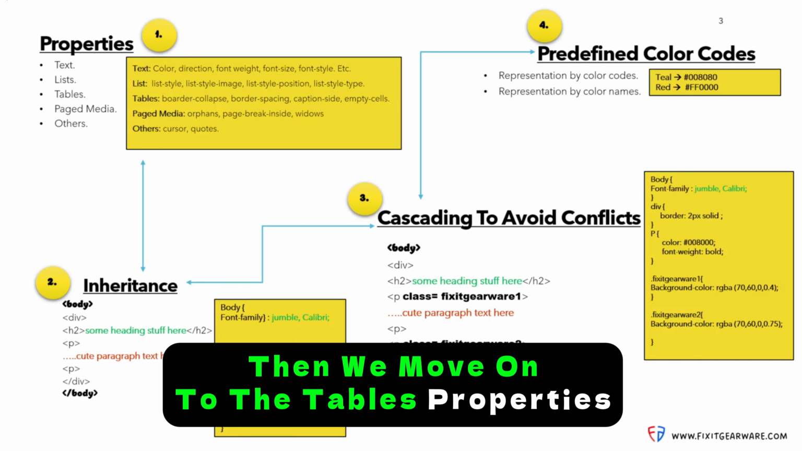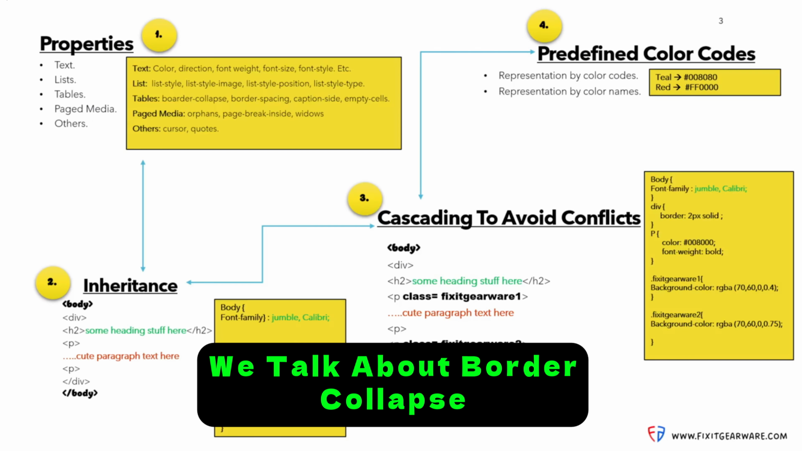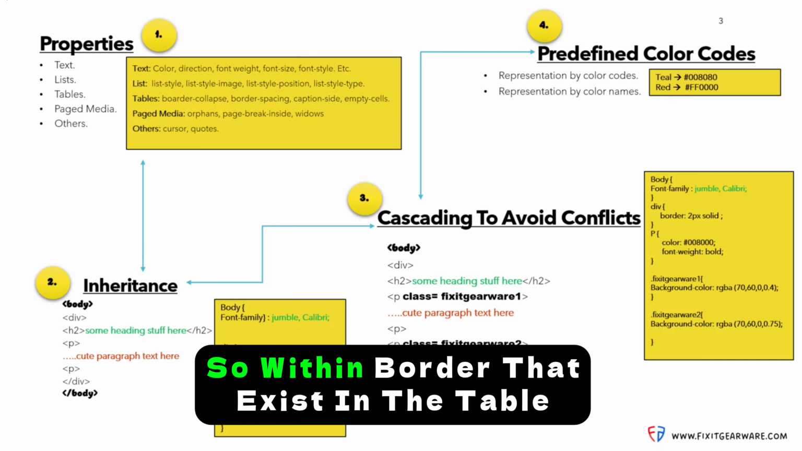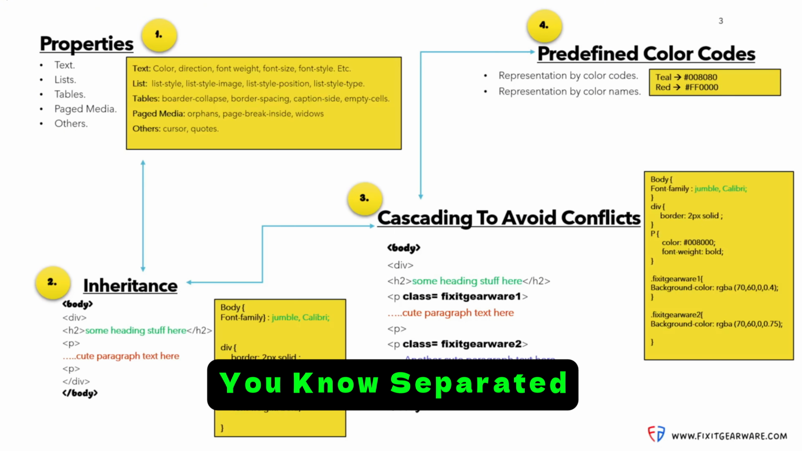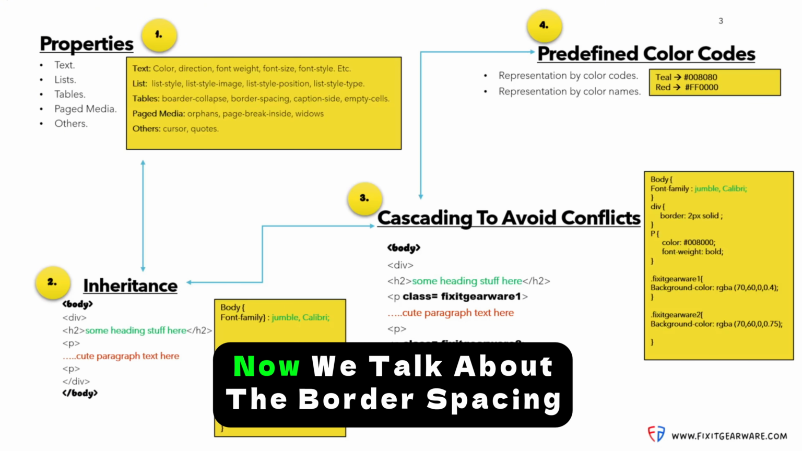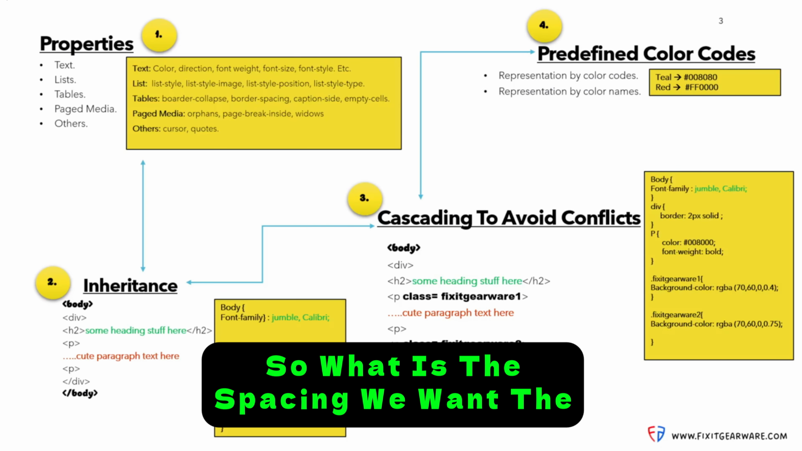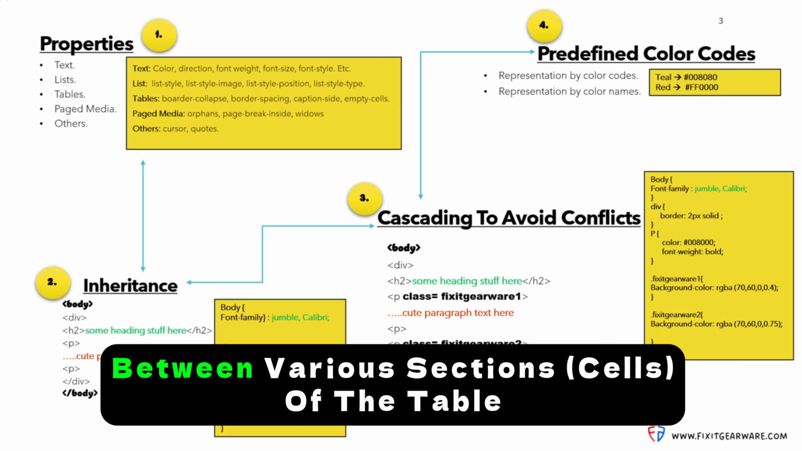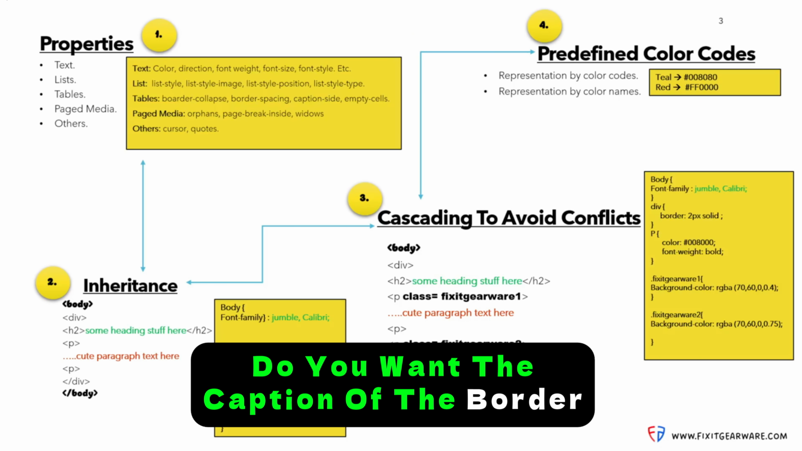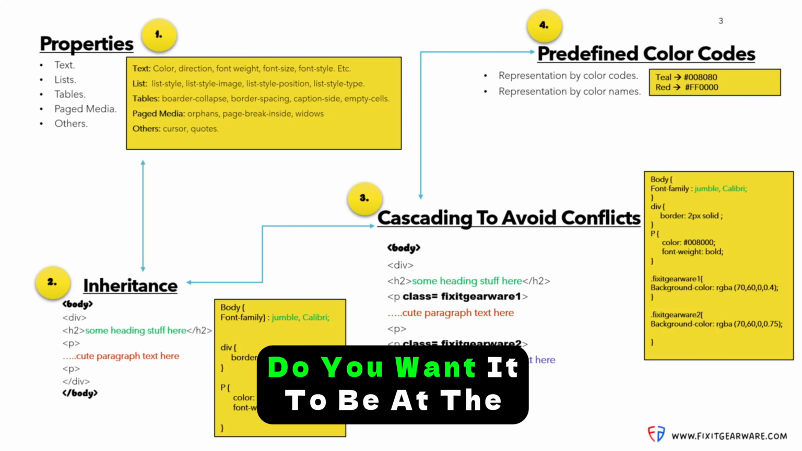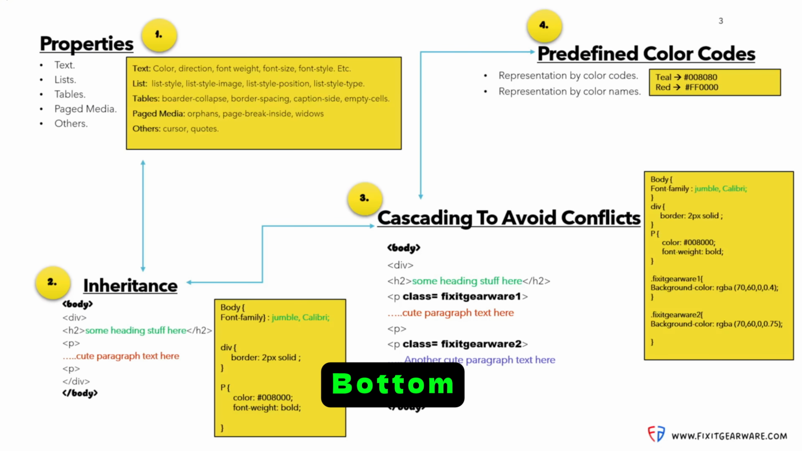Then we move on to the tables properties. We talk about border collapse. So for the border that exists in the table, do we want it to exist as one, or do we want it to be separated? Now we talk about the border spacing. So what is the spacing we want the borders to have between various sections of the table? Then we talk about the caption side. So do you want the caption of the border to be at the top? Do you want it to be at the bottom?